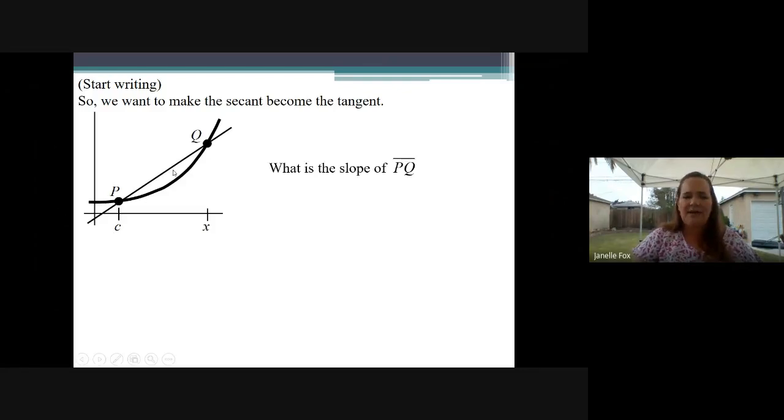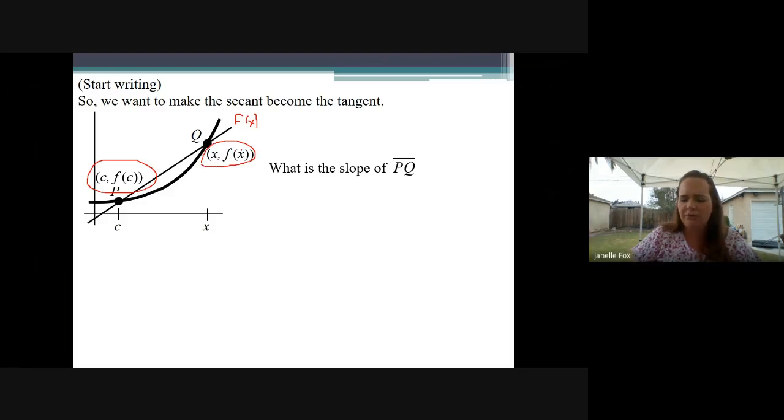So what's going to happen is let's figure out what the slope of that segment PQ, or the line PQ, is. So, old school slope. Okay, we've got to do our coordinates. If I fill in the coordinates, let me get my little pencil going here. Where's my pencil? There he is. This coordinate right here is at c comma f of c, because this is the curve of f of x. And then this coordinate, because the x guy is just x, is x comma f of x.